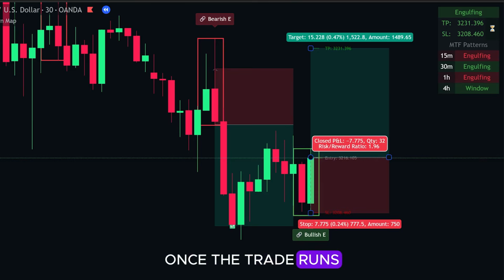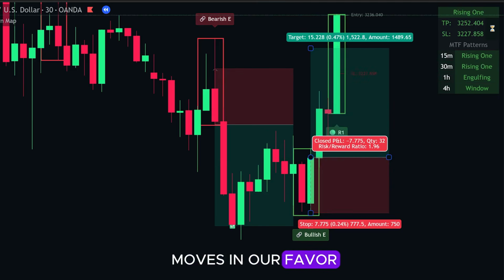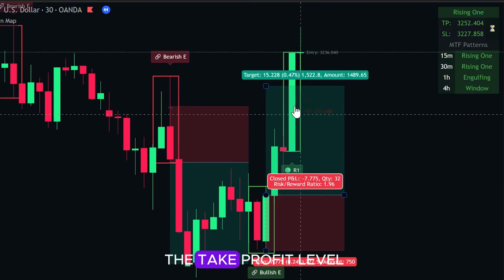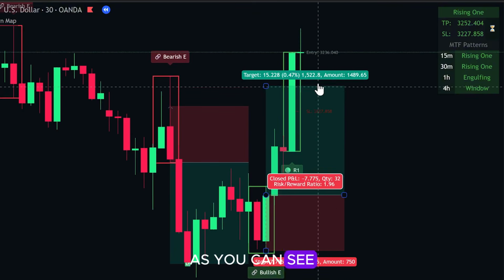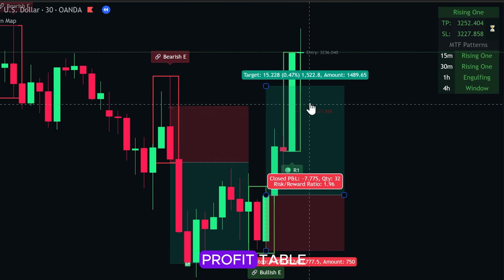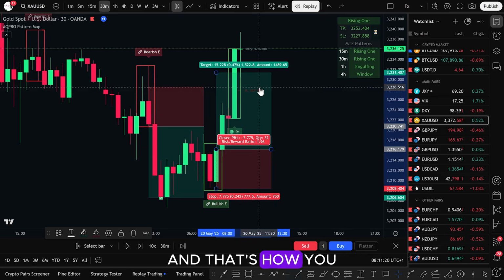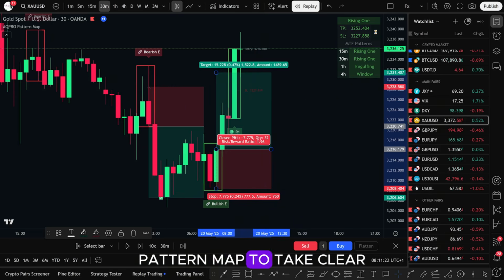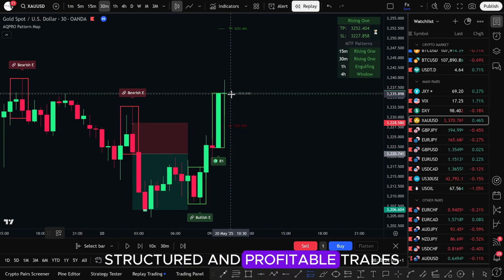Once the trade runs, you'll notice that price moves in our favor, and eventually it hits the take profit level. As you can see, the trade has closed in profit, and that's also reflected right here in the profit table. And that's how you use the AQPRO Pattern Map to take clear, structured, and profitable trades.